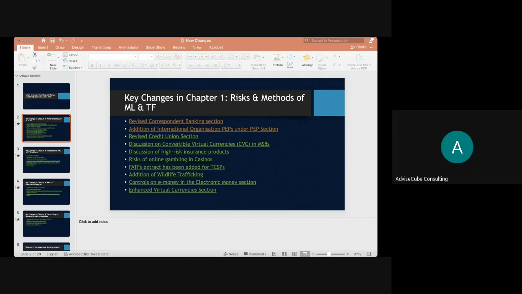Second is PEP. We all know that in the previous book we have foreign PEPs and domestic PEPs. Now they have added one more thing: international organization PEPs. What exactly does this mean? Organizations like the World Bank, IMF, and similar organizations, if anyone is working with such an organization, they call it an international organization PEP. That's one thing that they have added.